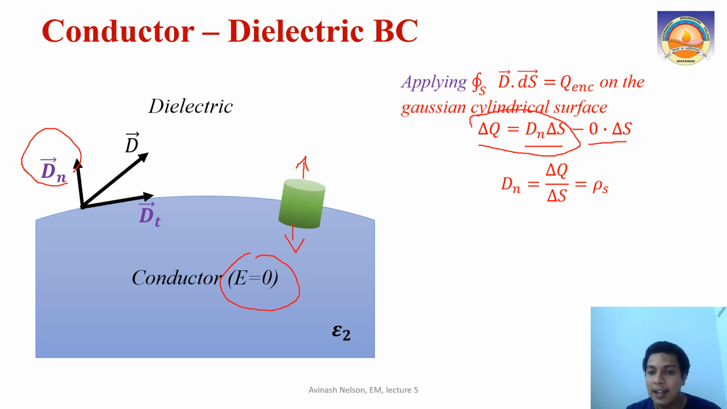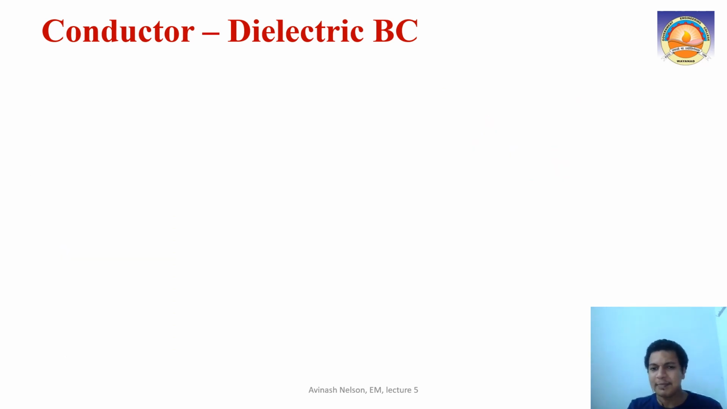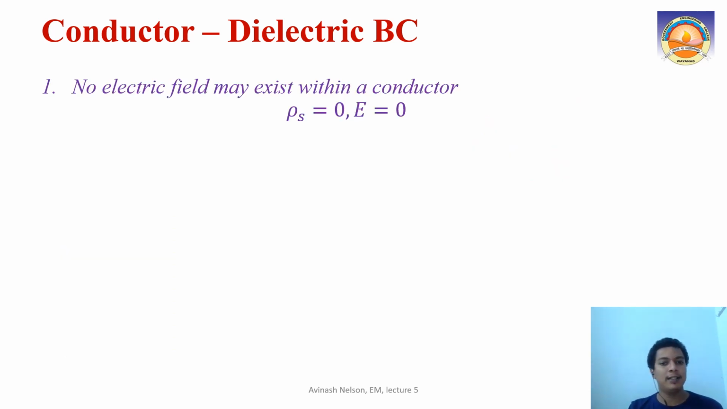Or we can write Dn equal to what? If we take delta S to this side, Dn equals delta Q divided by delta S, which is the surface charge density on the boundary, right? So here your normal component at the boundary is equal to the surface charge density. So Dn equals rho s. This is the boundary condition for the normal component. From it, it is easy to get the complete boundary condition.